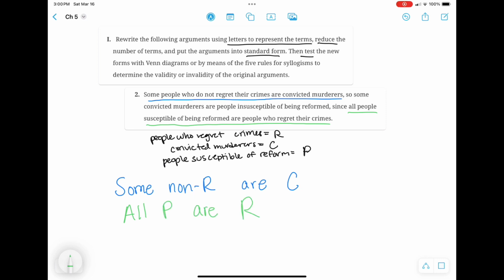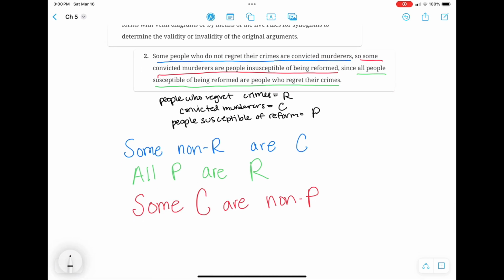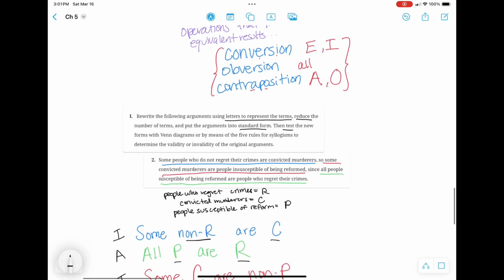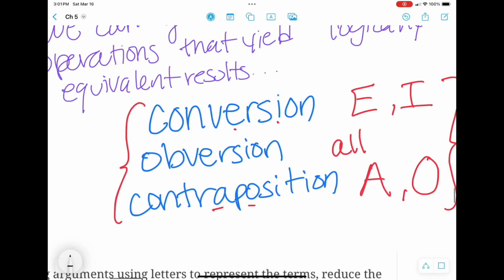Premise 2 here, all people susceptible of being reformed are people who regret their crimes. That's going to be all P are R. So the conclusion, some convicted murderers are people incapable of being reformed. That would be non-P. So some C are non-P. We have an I, an A, and an I. And we do see some term complements. We see P and non-P, and we see R and non-R. So we want to get down to three terms only.